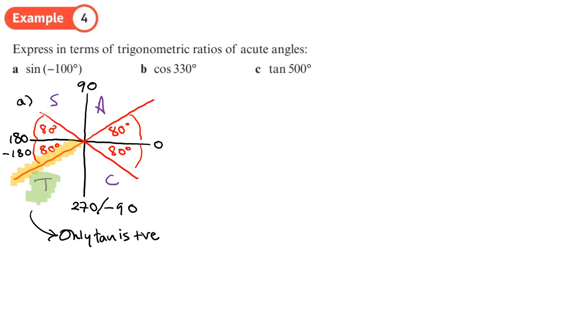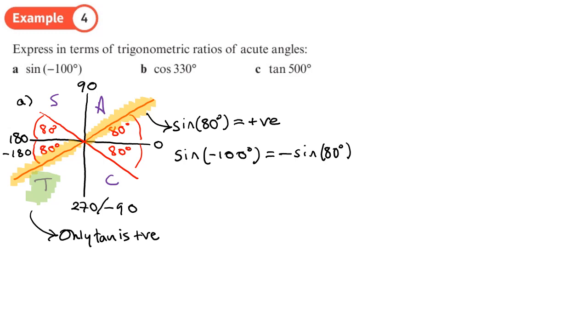In this part of the cast diagram, sine is negative, so the sine of negative 100 is going to be a negative number. Also, it has the same value as sine 80, but in this part of the cast diagram, sine 80 is positive. Sine 80 here would be positive, but sine 80 and sine negative 100 have the same value because they're on this same line. So sine negative 100 is equal to sine 80, but a negative of that.